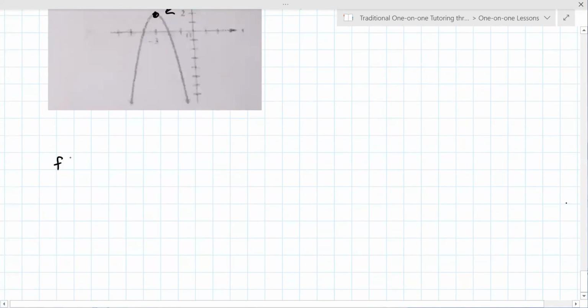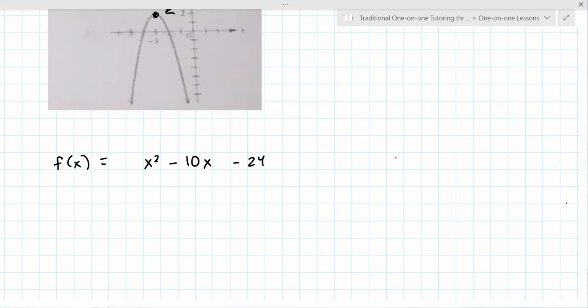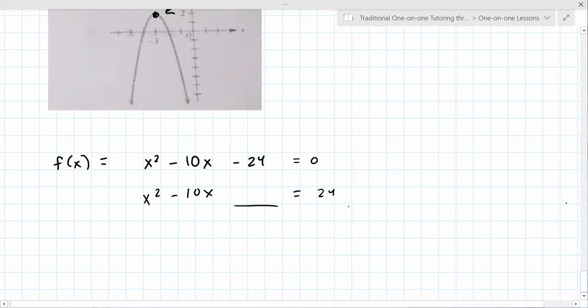All right, let's do a few examples here. So let's say f of x is x squared minus 10x minus 24. The question might say to complete the square, it might not, but we're just going to assume that's what we're doing here. The goal is to get the vertex. So this is a little bit different than the ones that you've been doing. The first step is to make it equal 0 and move this 24 over. And I'll let you take it from here, please.